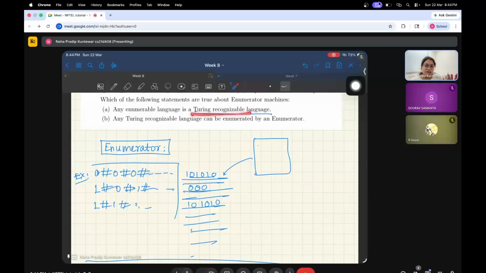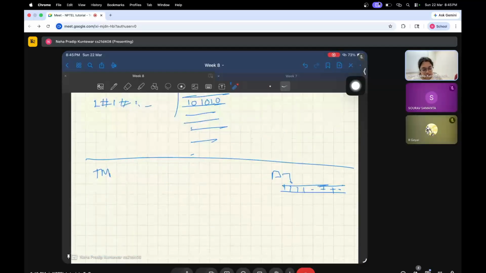Turing recognizable languages are the ones for which we have a Turing machine, which need not be total, which need not be decidable. If x is in the language, it should halt. So on one hand you have Turing recognizable languages, on the other hand you have enumerable languages. You want to show that they are equivalent. For every language which an enumerator prints, you can come up with a Turing machine which accepts the same language.